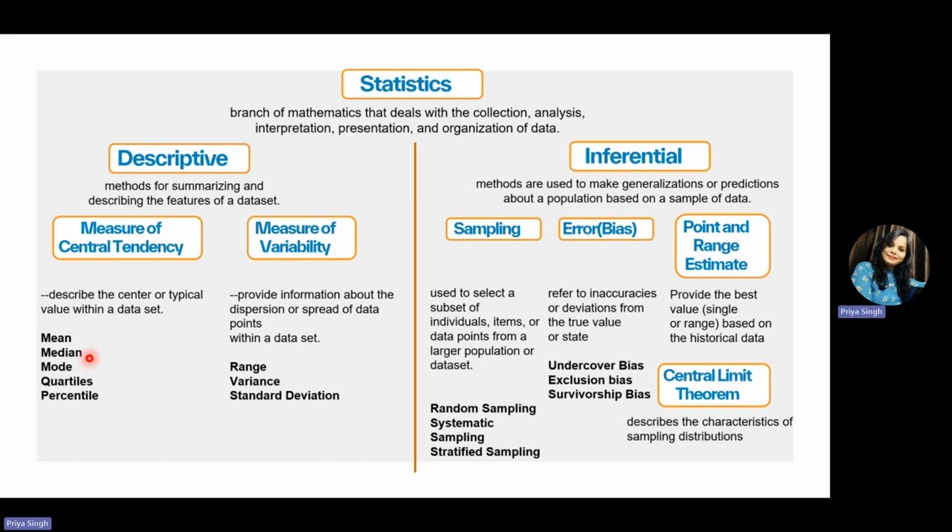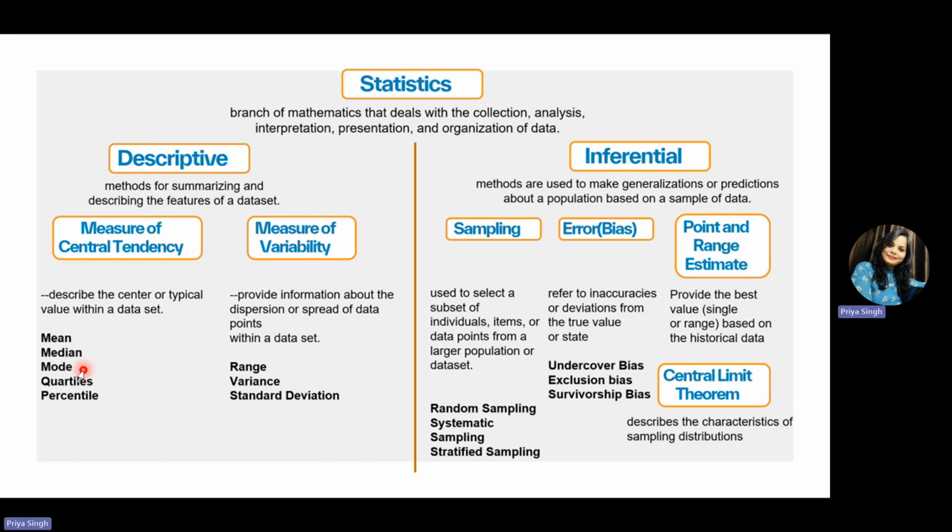Okay. Third one is the mode. The mode is the value that appears most frequently in the data set. If no value repeats, we say there is no mode. And if two values are repeating the maximum number of times, we say bimodal. Okay. And there is also multimodal, where you have more than two modes in your data set.